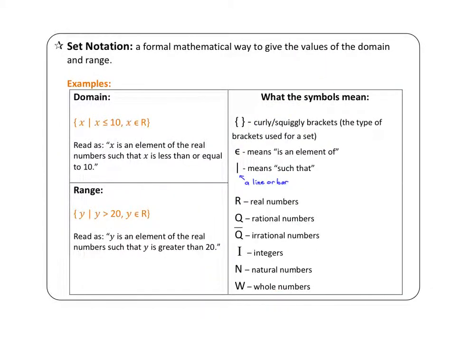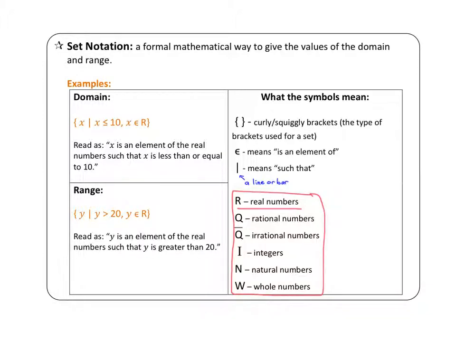The fourth way to write domain and range is using set notation, and this is the more formal way. We use special symbols in this. We use our curly or squiggly brackets, as I like to call them. We use a special looking E, which means "is an element of," and a line or a bar that means "such that," just part of the formal notation. I also have written down here the different letters that represent the number systems. We mostly use the real numbers, so we'll mostly use R.